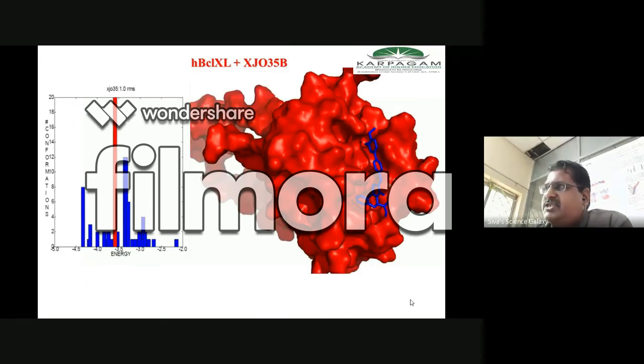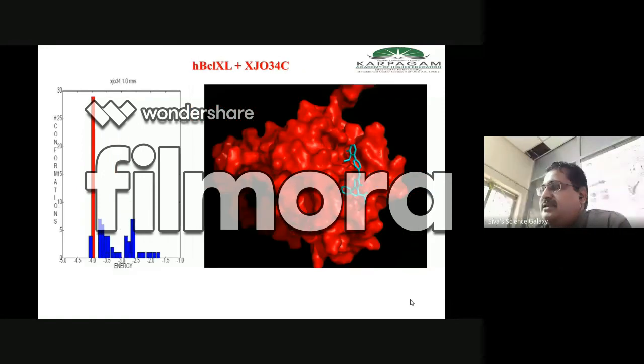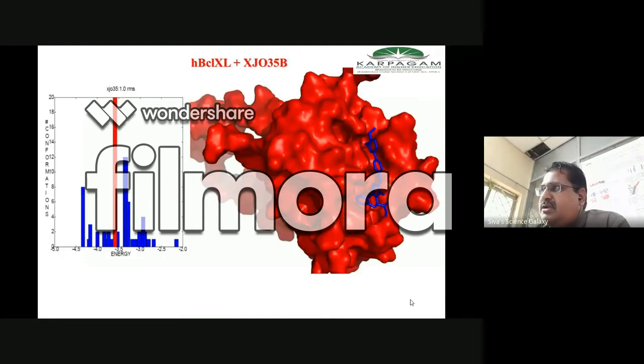Now I generated the complex using AutoDock, BCLXL and 35. Surprising? See, 34 is interacting in the BH3 binding groove, right? The BH3 binding groove is very, very important, where the ligand is docking. Now look at 35, the same position, the ligand is docking. So what does it mean? That means the computational method is wrong, because experimentally the ligand is not interacting. But computationally I am showing both ligands are in the same pocket.